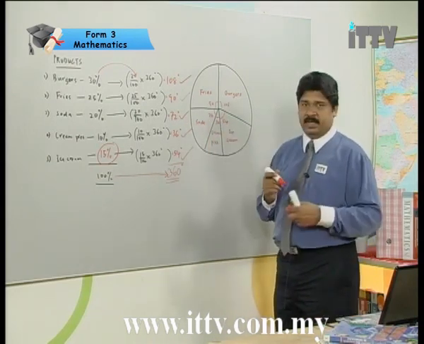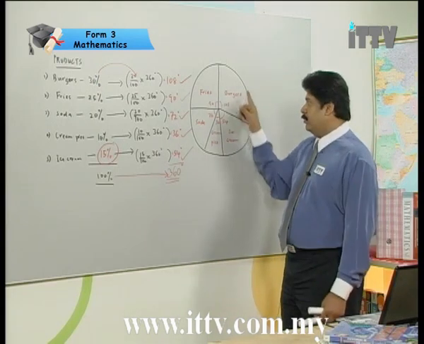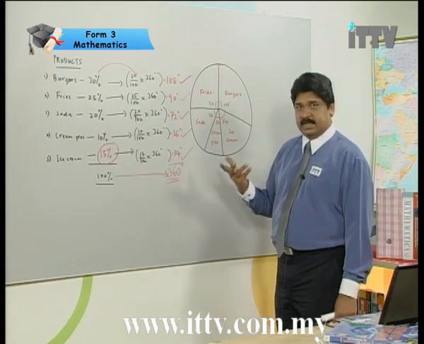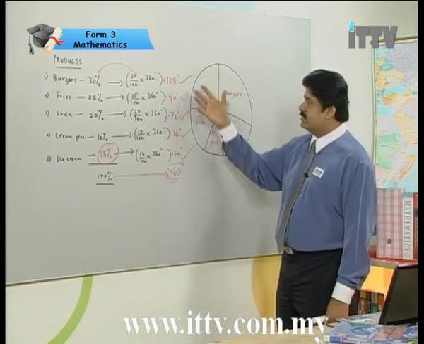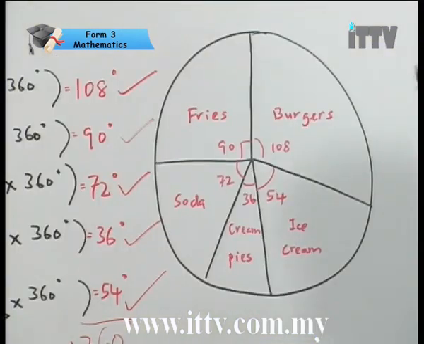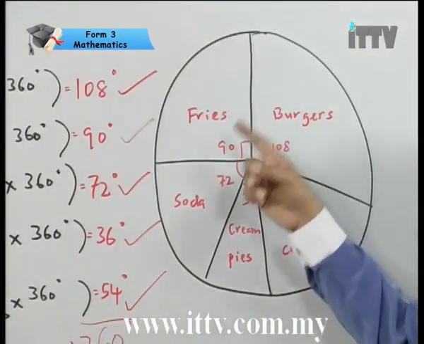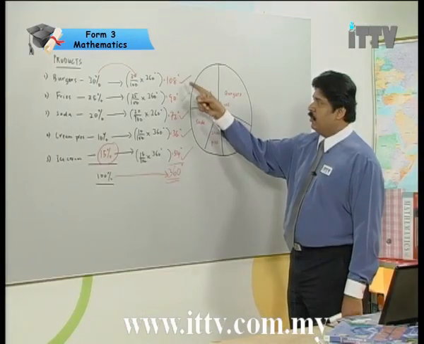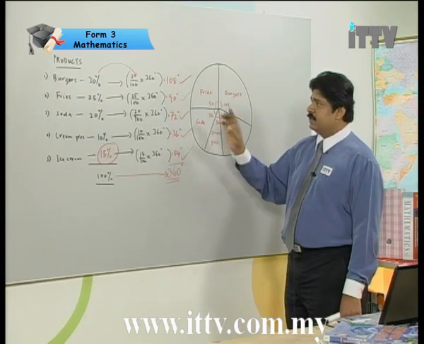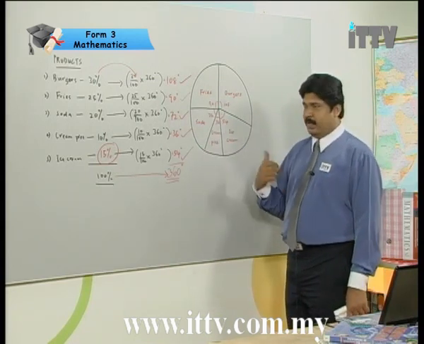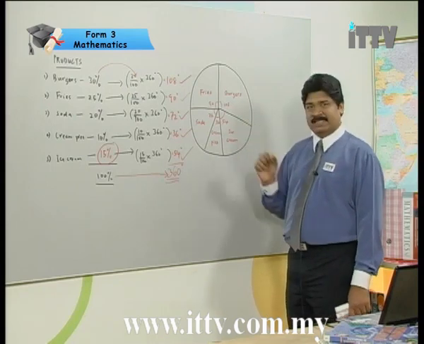Then the final step here is to draw up your pie chart according to the answers we have obtained, in terms of angles. So we can use a protractor to draw that. How are we going to draw the pie chart? Since we have already calculated the angles for the respective products, I can use a protractor to draw the pie chart, or on this board, I have roughly estimated.